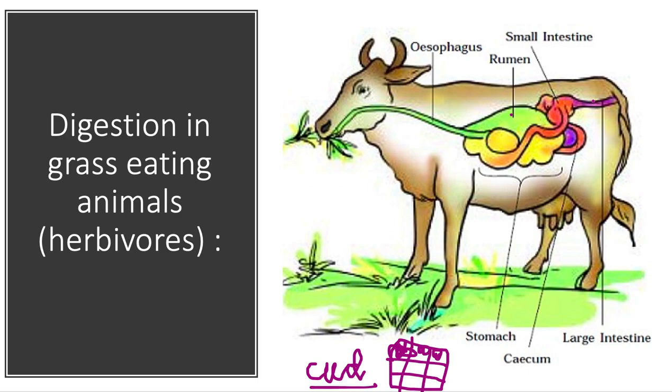So between the esophagus and the small intestine, they have this sac-like structure called the cecum. The cellulose of the food is digested in the cecum. For animals like horses and rabbits, the food is not digested in the rumen, but it is half digested in the cecum. In the cecum, there are certain bacteria which are not present in humans. So in the cecum, the cellulose is digested.